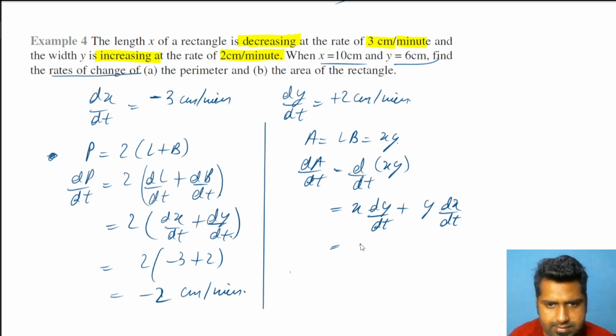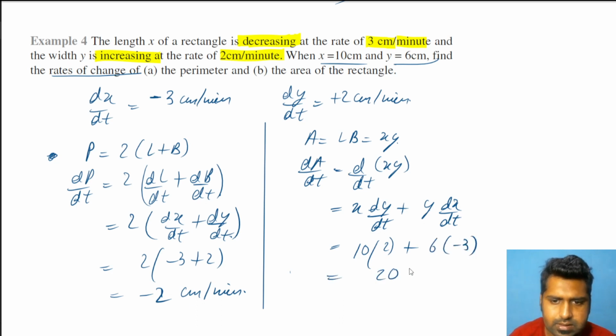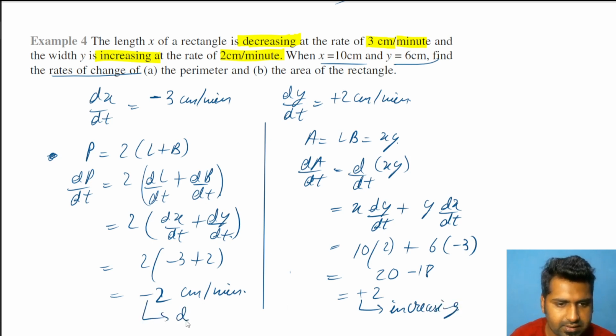Let's put down the value. X is 10, dy by dt was 2, plus y was 6, dx by dt is minus 3. So 20 minus 18. So actually, interestingly, area is increasing. Perimeter is decreasing, but area is increasing. Plus 2 it is coming. So plus means by default it is increasing, and perimeter is decreasing.